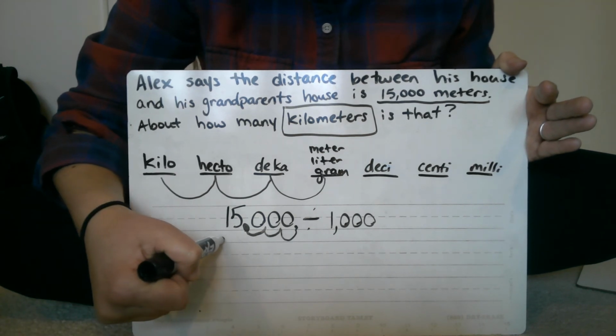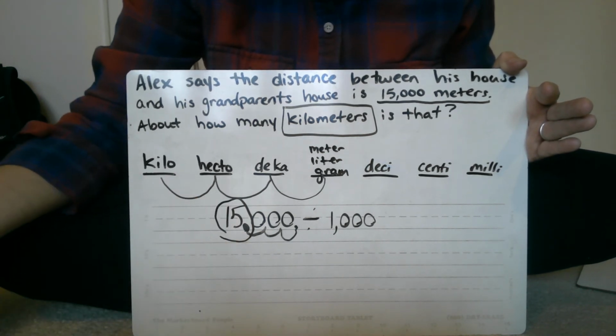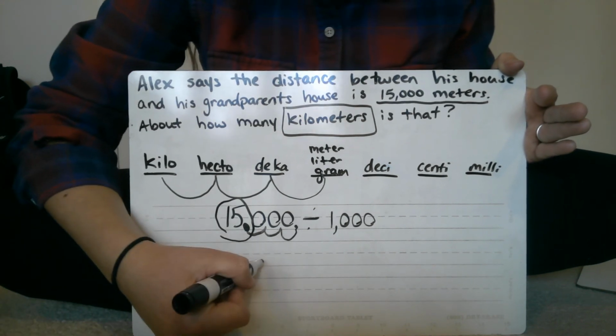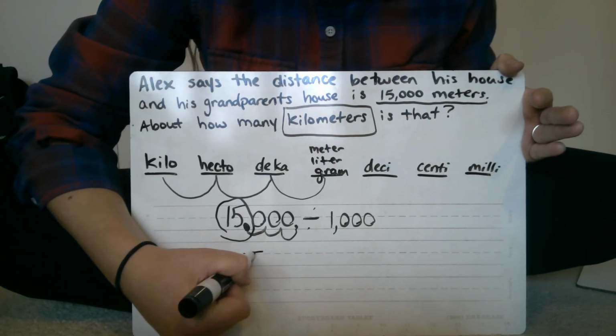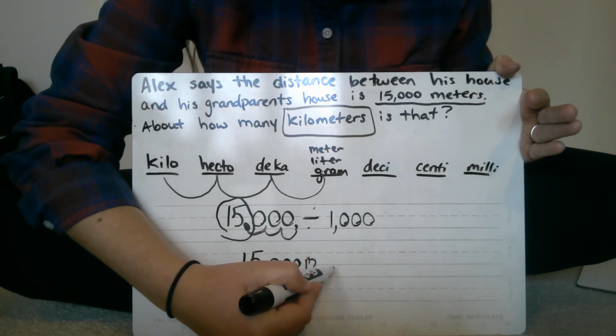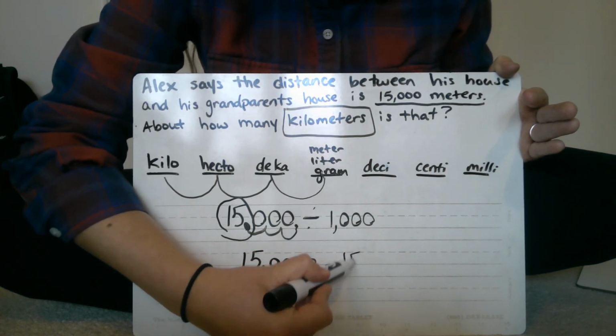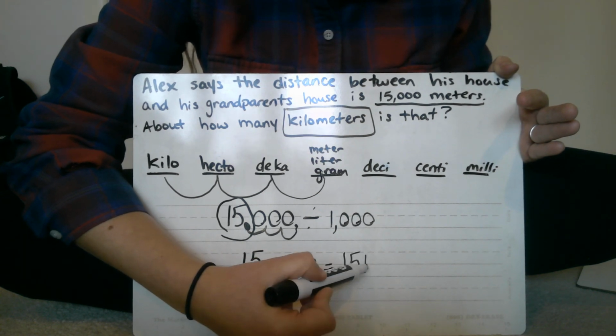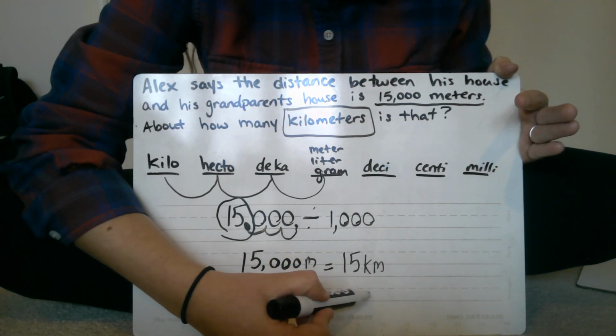So it looks like my answer is just 15 kilometers. So 15,000 meters is equal to just a small amount of 15 kilometers.